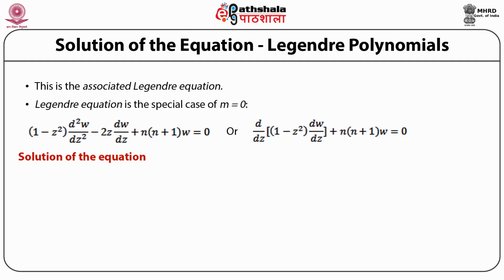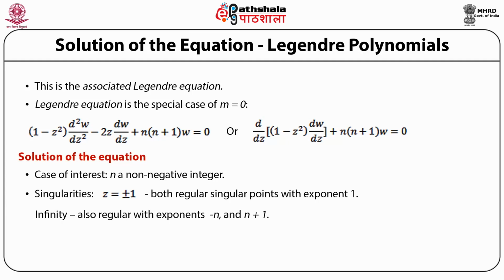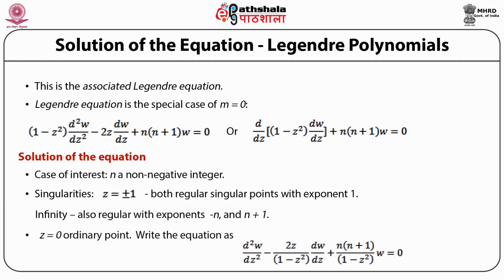Although the parameter n can take any value, even complex values, the case of general interest is one in which n is a non-negative integer, and that is the case we will study. We can easily verify that the singularity at z equal to plus minus 1 is regular with the exponent taking value 1, and the one at infinity is also regular with the exponent taking values minus n and n plus 1. The origin, z equal to 0, is an ordinary point of the equation.